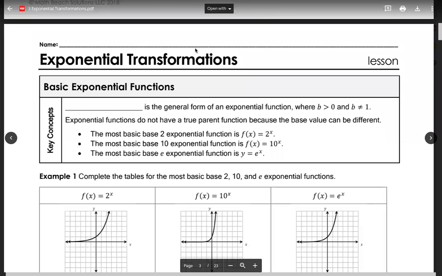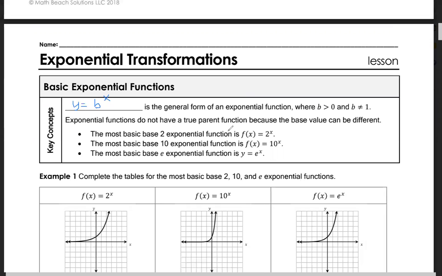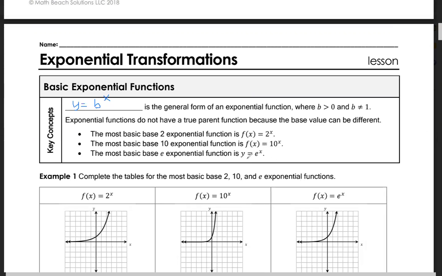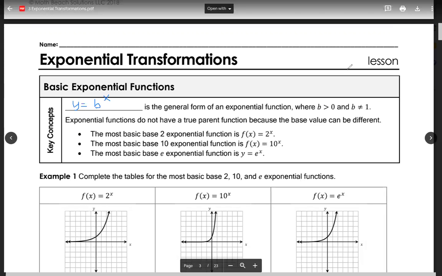All right, this is going to be y equals, okay, our base to the x. Now, kind of goes through here. It says exponential functions do not have a true parent function because the base value can be different. Okay, the most basic base 2 looks like this, 10, and then again, Euler right here is e to the x. So that's the thing about exponentials, is they can have different functions.